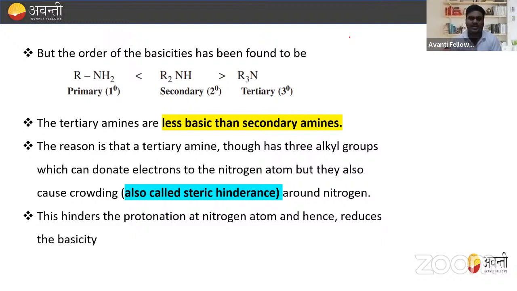What is the reason? The secondary having more than primary, this is clear. This has no problem because the more alkyl groups are present, the more basicity there will be. But why are tertiary amines less basic than the secondary amine? The reason is that tertiary amine has three alkyl groups which can donate electrons to the nitrogen atom, but they also cause crowding, also called steric hindrance, around the nitrogen. This hinders the protonation at the nitrogen atom and hence reduces the basicity.